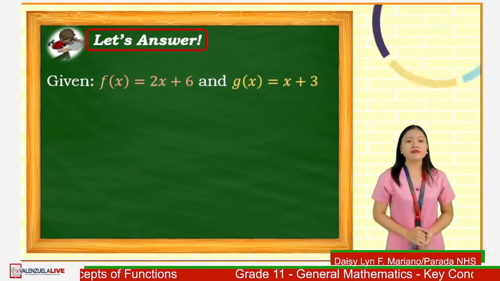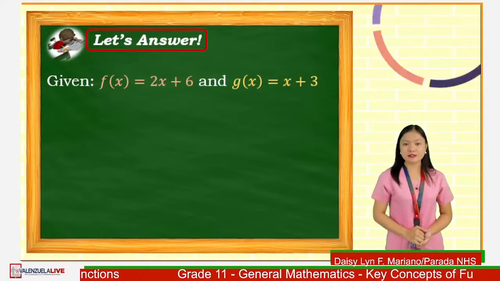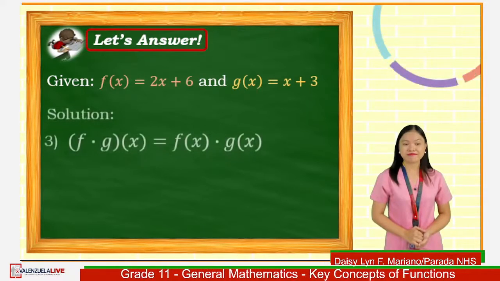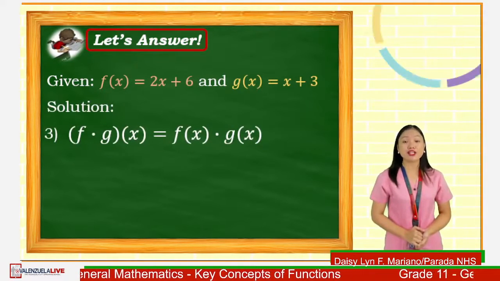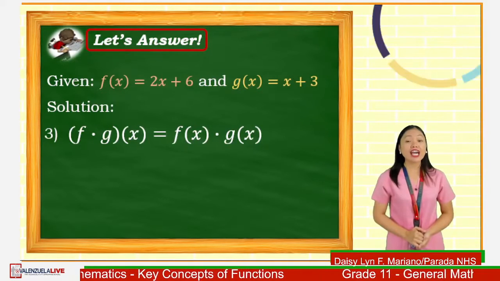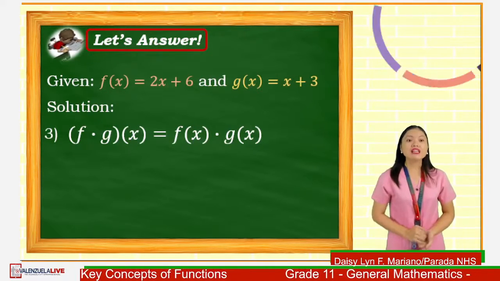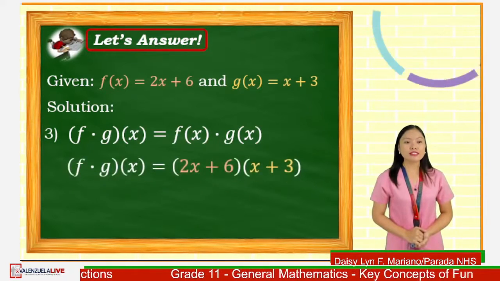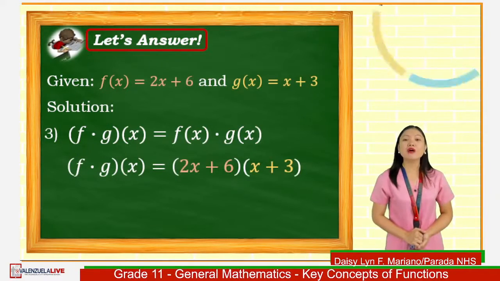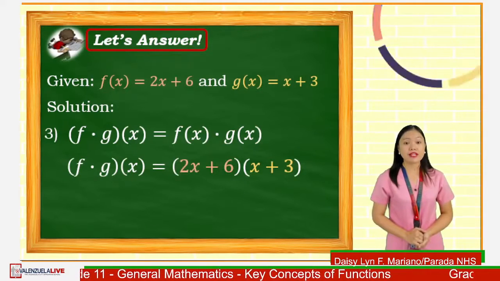For number 3, given the same functions, let us find the product. That is, f times g of x, which is similar to f of x times g of x. Let us substitute the given functions. We have quantity 2x plus 6 times the quantity x plus 3.